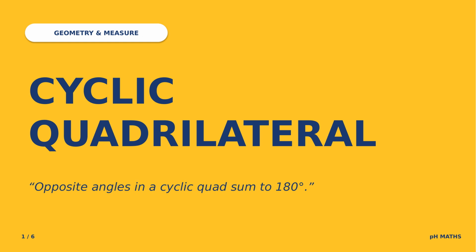Today's explainer is the cyclic quadrilateral, a four-sided shape with all four vertices sitting on a circle. By the end of this, you'll know the opposite angles sum to 180 rule and exactly when to apply it.